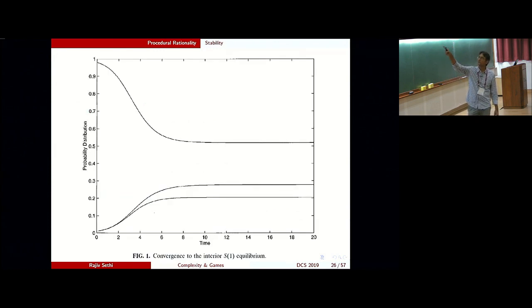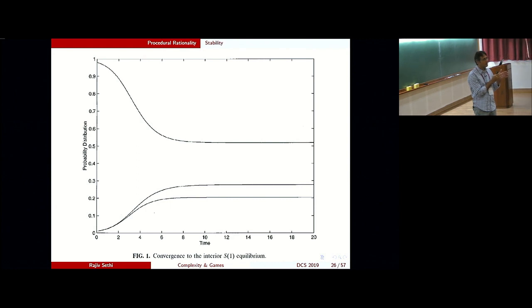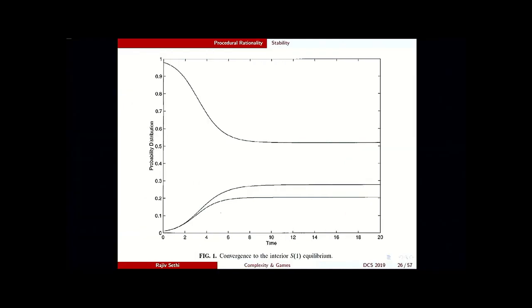No matter how close you start to the strict Nash equilibrium, probability almost 1 on low, almost 0 on the other two actions, your trajectories under those dynamics will converge to the interior sampling equilibrium, which is putting weight on dominated strategies. So not only are you getting a non-Nash prediction, there are positive probabilities with which dominated actions are played. And this is not because you care about the other person's payoffs, it is coming from the procedure you're using in order to choose actions.